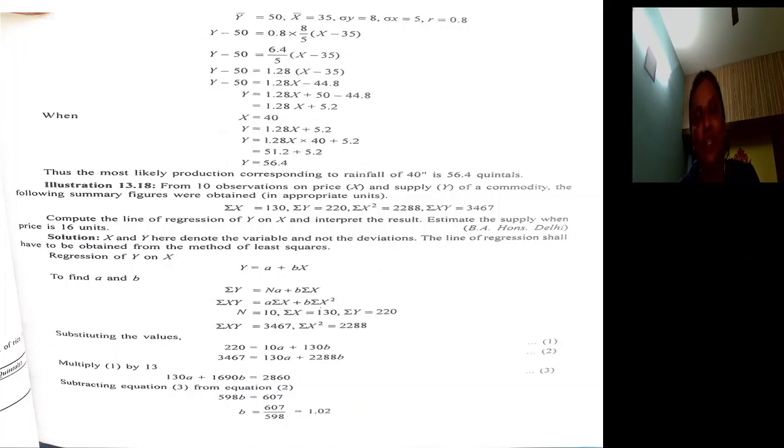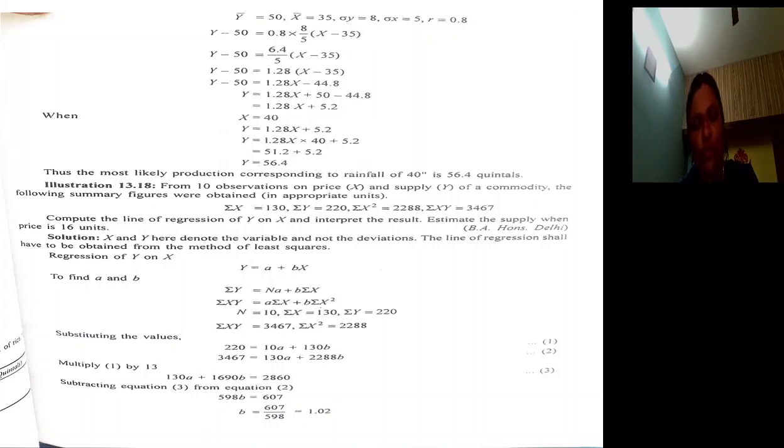The simultaneous equations for regression equation y on x are summation y is equal to na plus b summation x, and summation xy is equal to a summation x plus b summation x square. N is given in the problem as 10, summation x is 130, summation y is 220, summation xy is 3467, and summation x square is 2288. We substitute the values in the equations, so we arrive at two equations: 220 is equal to 10a plus 130b, and 3467 is equal to 130a plus 2288b.